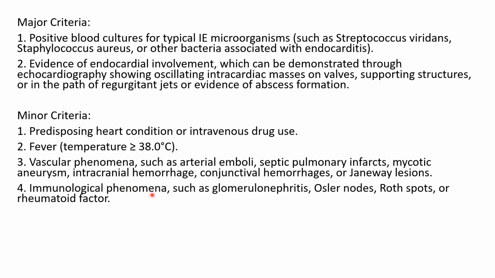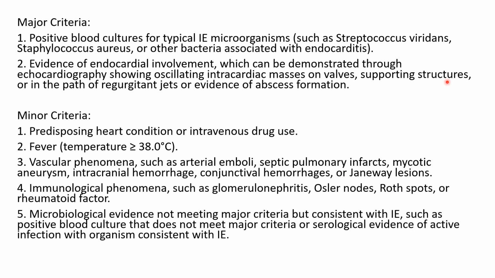Immunological phenomena such as glomerulonephritis, Osler nodes, Roth spots, rheumatoid factor, or microbiological evidence not meeting major criteria but consistent with infective endocarditis. See, you have all the signs of infective endocarditis, but sometimes the blood culture becomes negative.